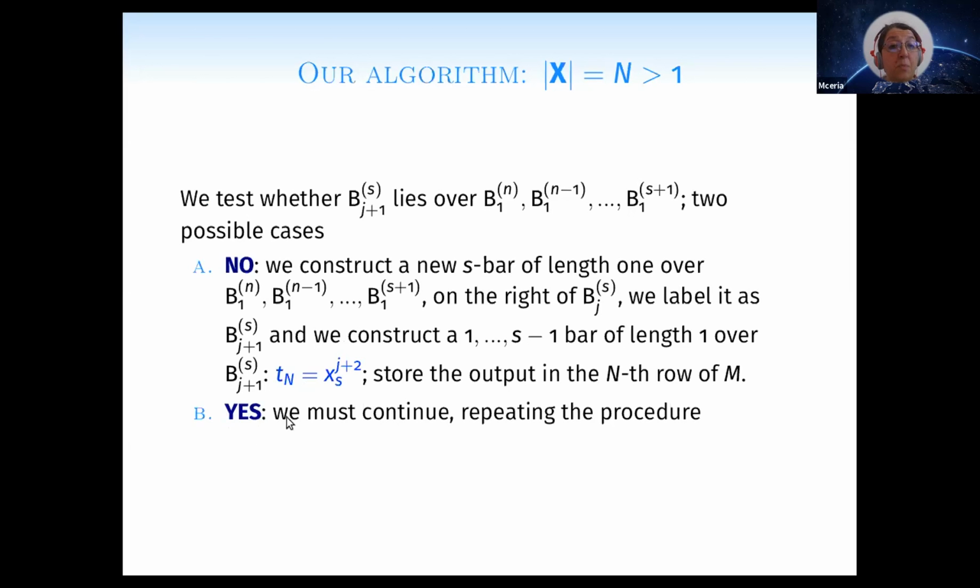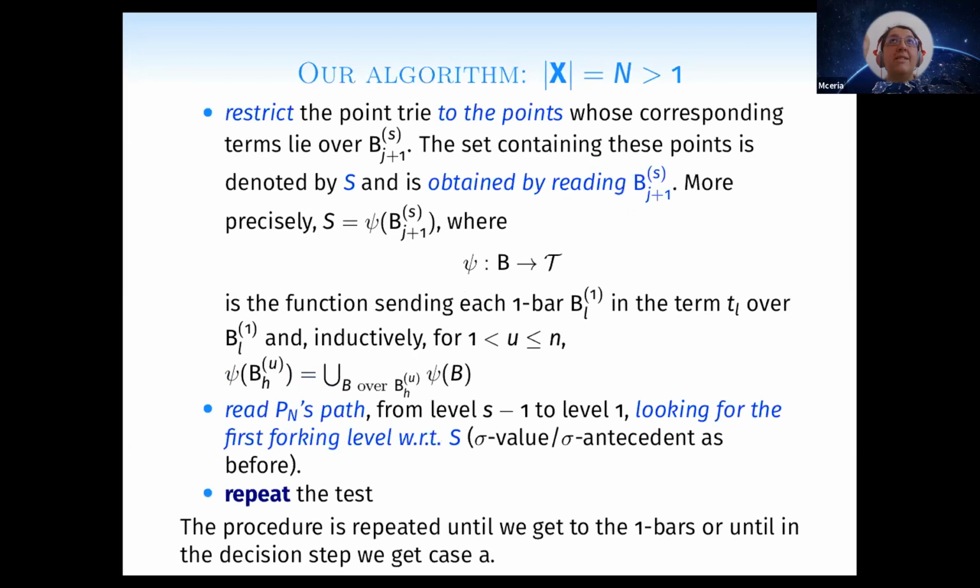While if the answer is positive, you have to repeat the procedure, because you have a bar on the right, and you have some points there that are associated to the monomials in that bar. And so you restrict your procedure to the new point and those corresponding to the monomials in that bar. And you restrict also to the levels from 1 to s minus 1. And you repeat the same thing. Look for the new forking level, look for the new antecedent, look for a new bar on the right. If you arrive at a point in which there are no bars on the right, you finish. If not, you continue until you arrive at the first variable x1, the minimal one.